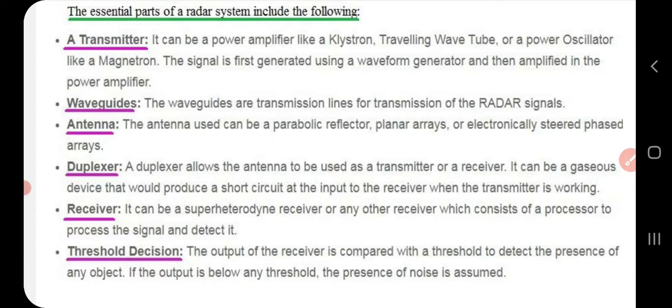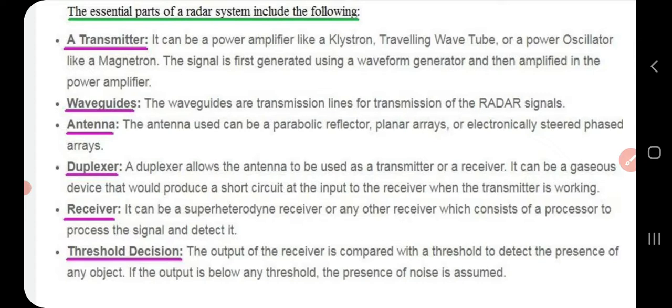Transmitter. It is nothing but a power amplifier like a klystron or traveling wave tube, or a power oscillator like a magnetron. The signal is first generated using a waveform generator and then it is amplified in the power amplifier. That's all about the transmitter. Now, waveguides are used just as transmission lines for transmission of radar signals.